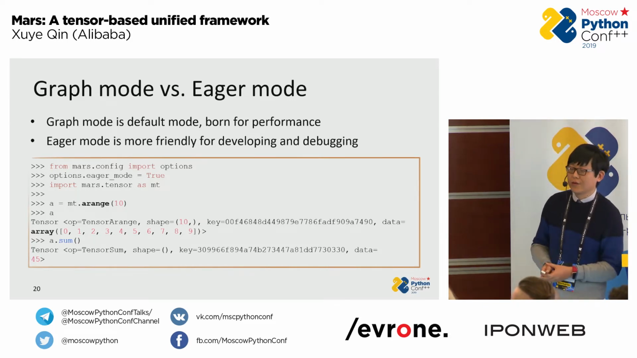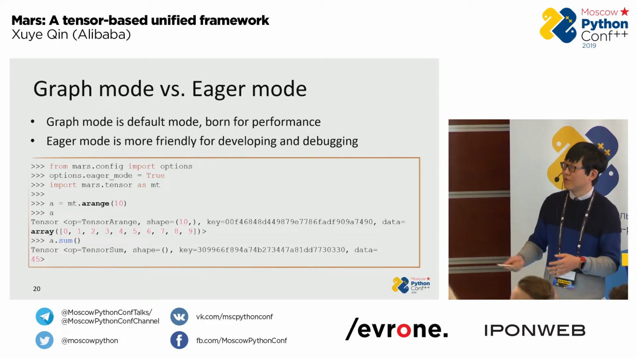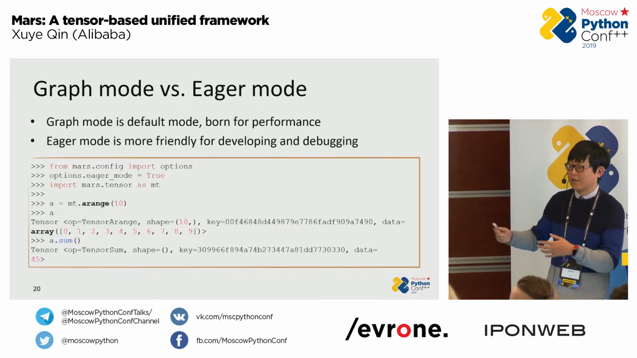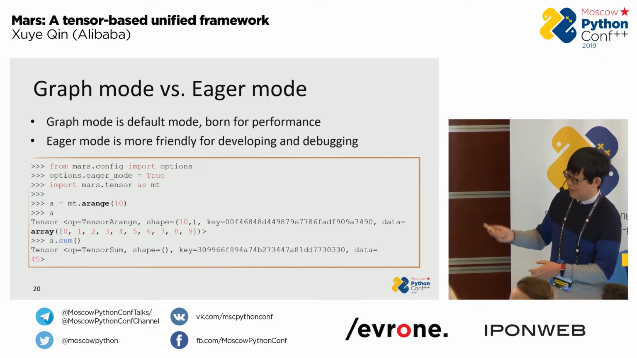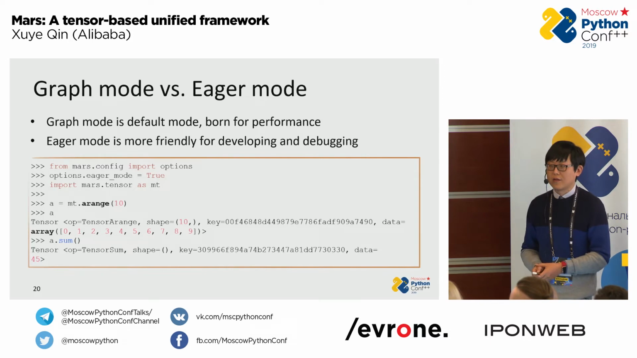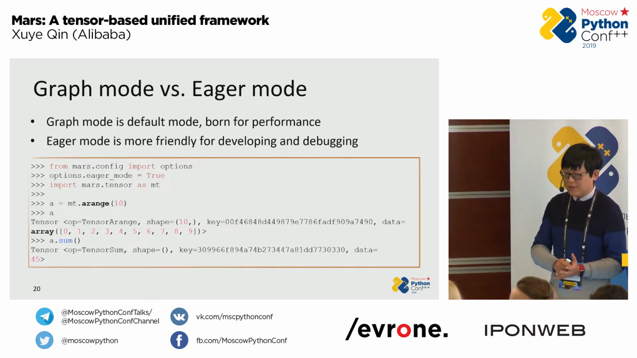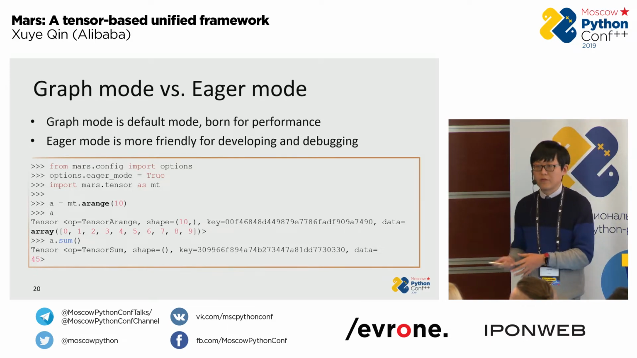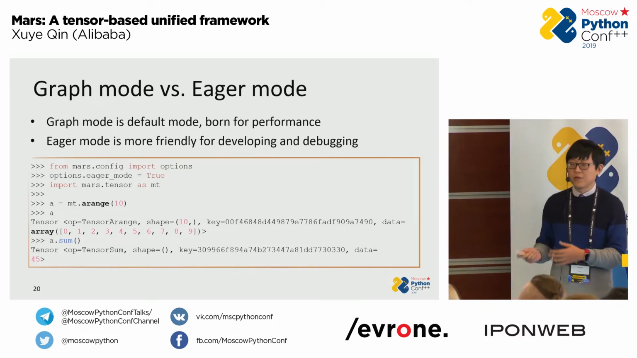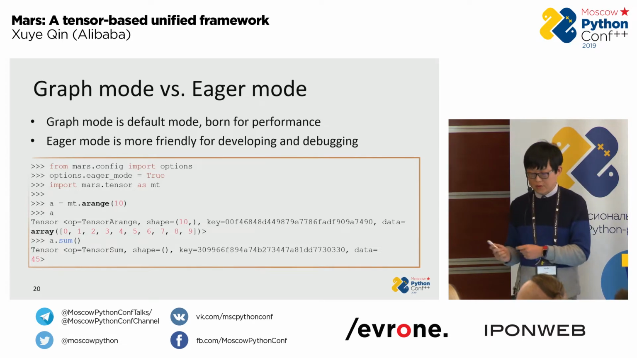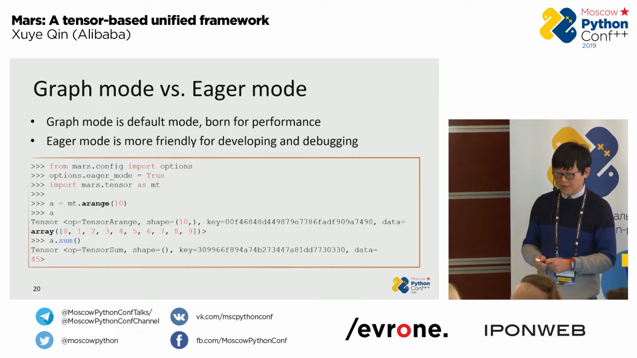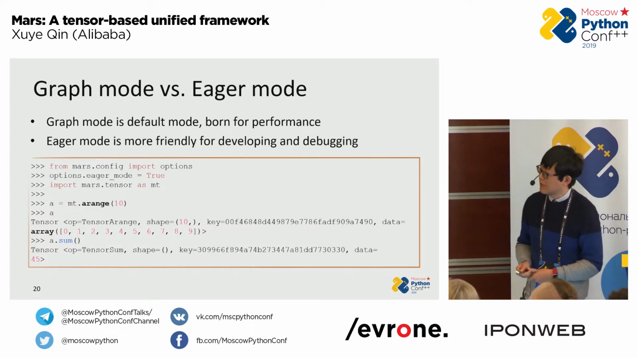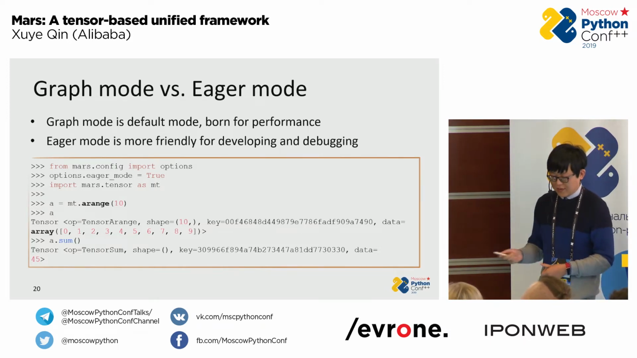So someone may ask, execute is quite annoying. Sometimes I just want to develop the code. I don't want to call execute every time. I need to be aware of that, and that's fine. We also provide a mode called eager mode. In contrast, the graph mode is the default mode. It's born for performance, but if you want to develop your code just for developing and debugging, you can leverage the eager mode.